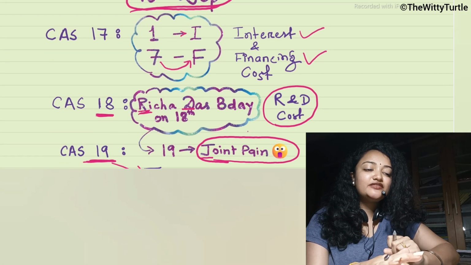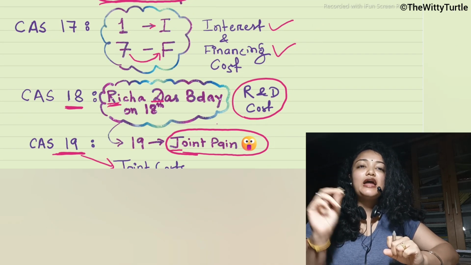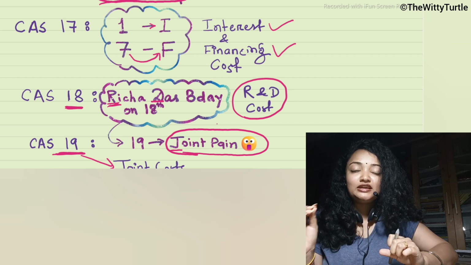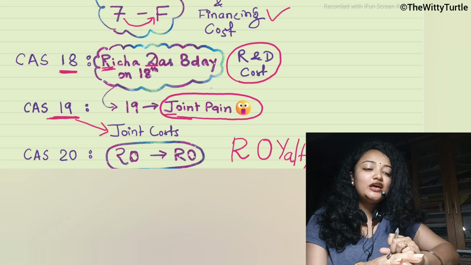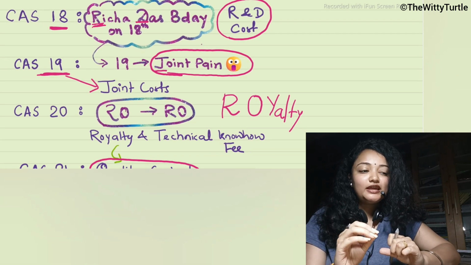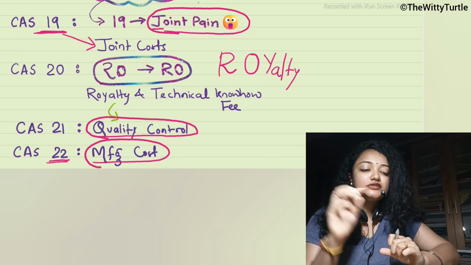Then we have CAS 17, 1 and 7. 1 को अगर आप देखो तो 1 and I, they look very similar. And if you see the mirror reflection of 7, then that looks like F. So it is interest and financing cost. Then we have CAS 18. My friend Richa Das, her birthday is on 18th, right? So R&D cost.